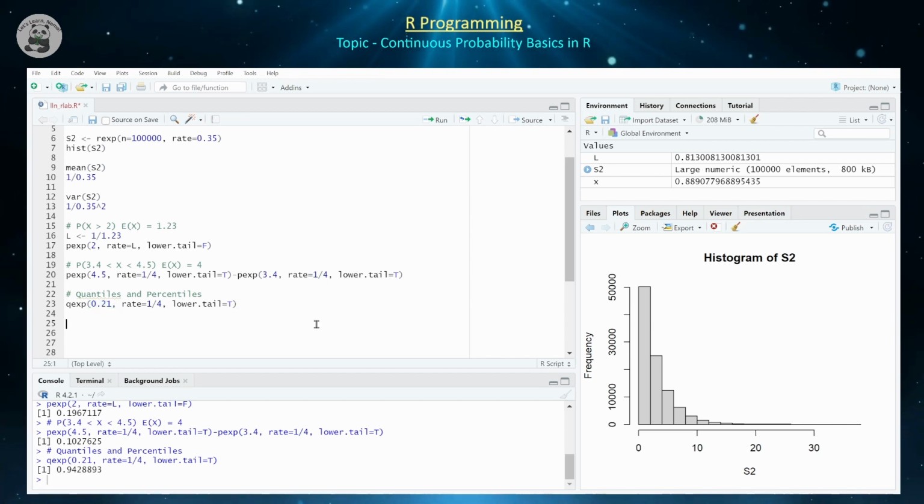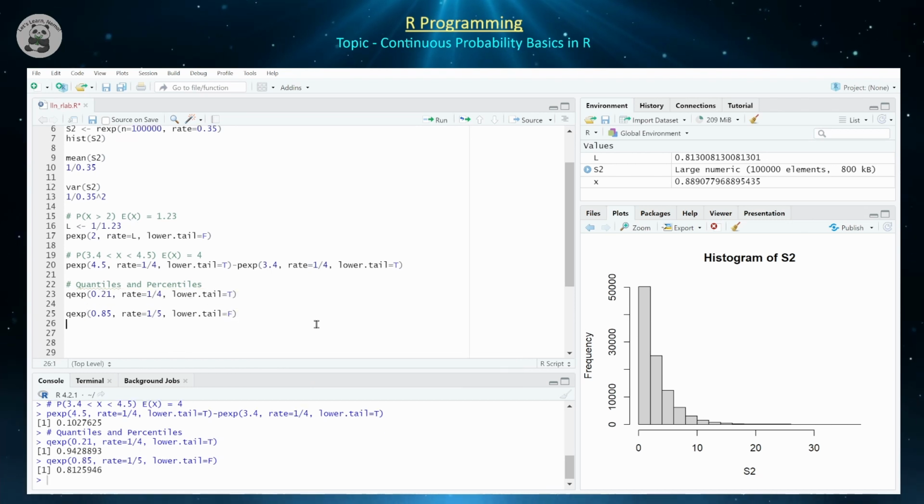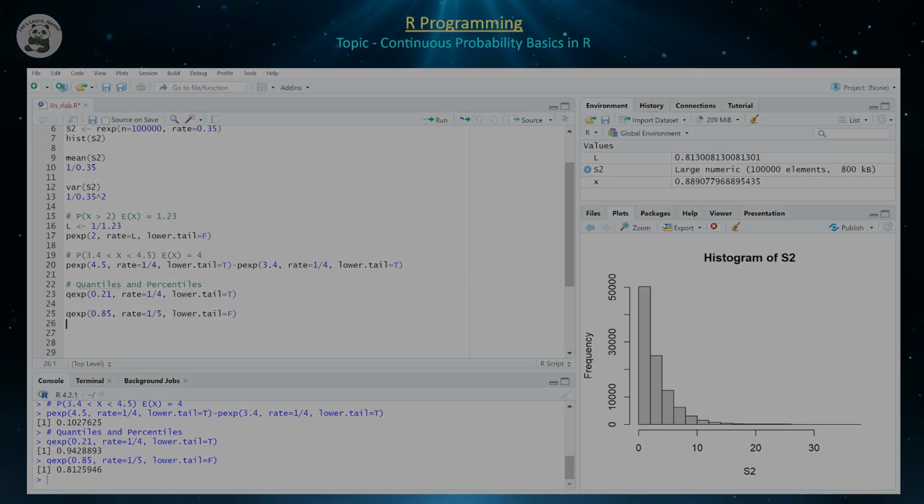And we can sort of switch this around if we need to. So what is the upper 85th percentile? So the upper 85th percentile is going to be equal to what? So if we're looking for upper percentiles, we're going to be doing lower tail is equal to false. And this says that 85% of individuals have an x value bigger than or equal to 0.81. So those are some of the basics for exponential distributions in R.